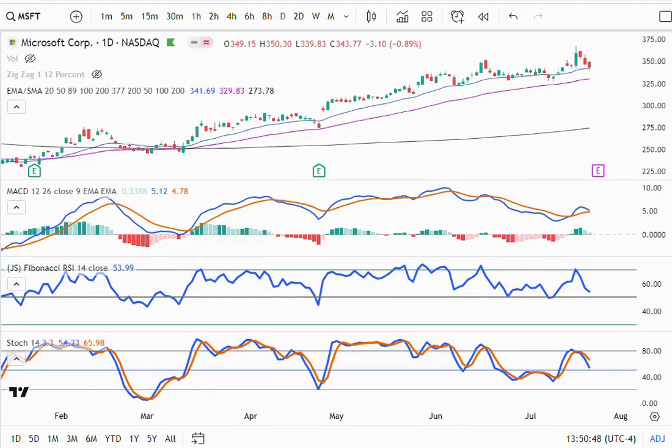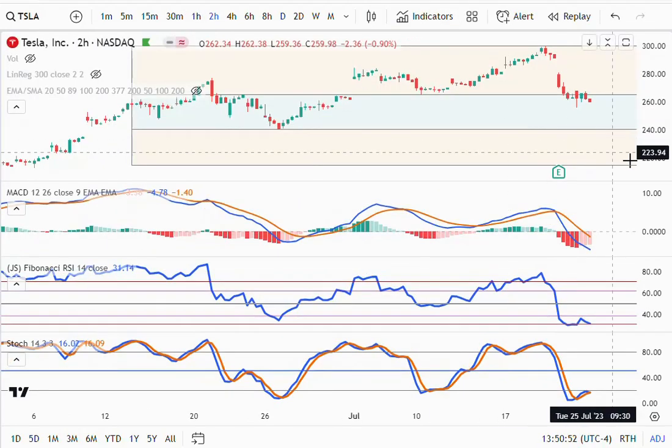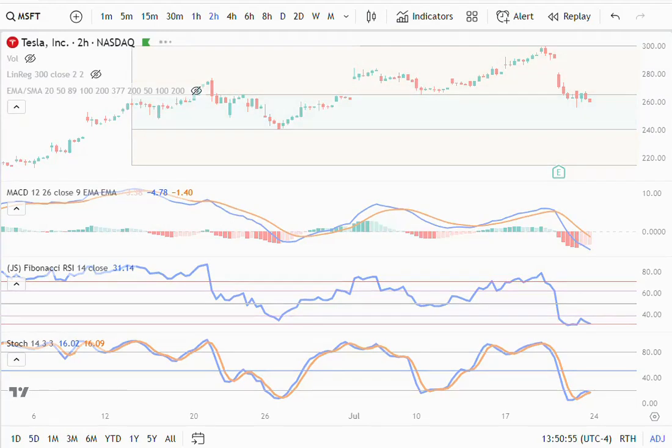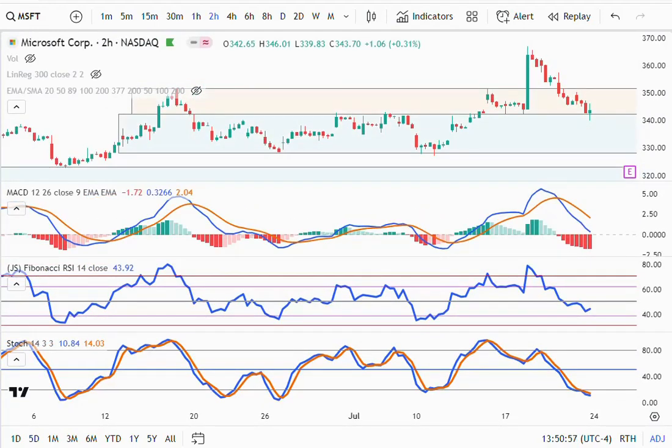So let's look at Microsoft on a smaller time scale. This is a 2-hour chart. You'll notice that there was news about Microsoft charging $30 per user for their AI-related searches, and then you see there was this big rally. This happened on Tuesday, and Microsoft has given back all of that. It looked like it was going to break out of this level, which is 351, but it has fallen below this level.